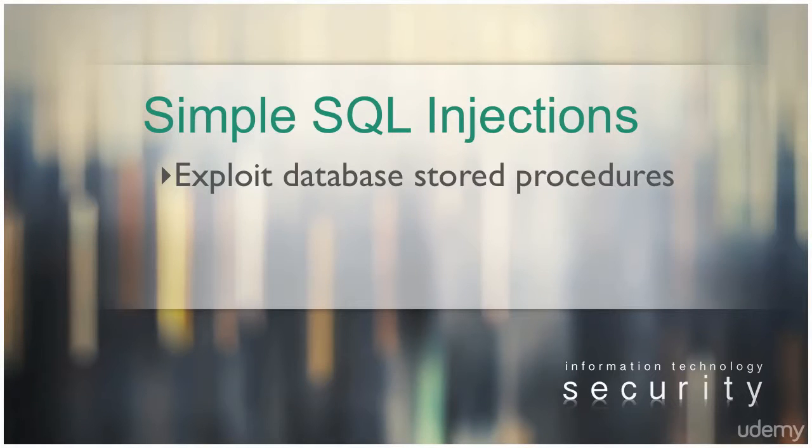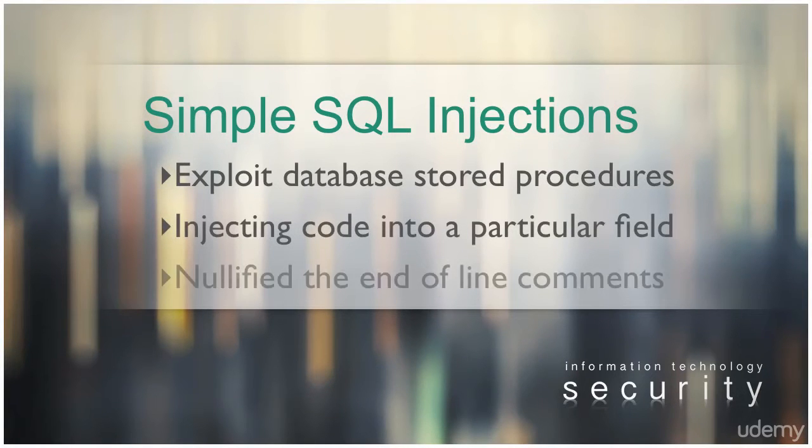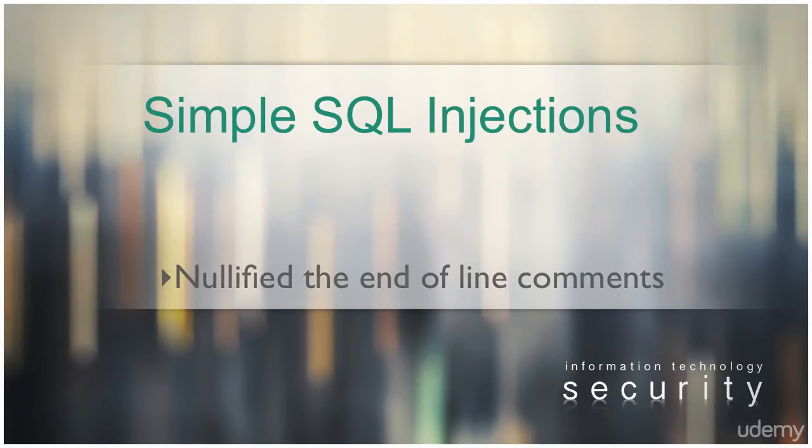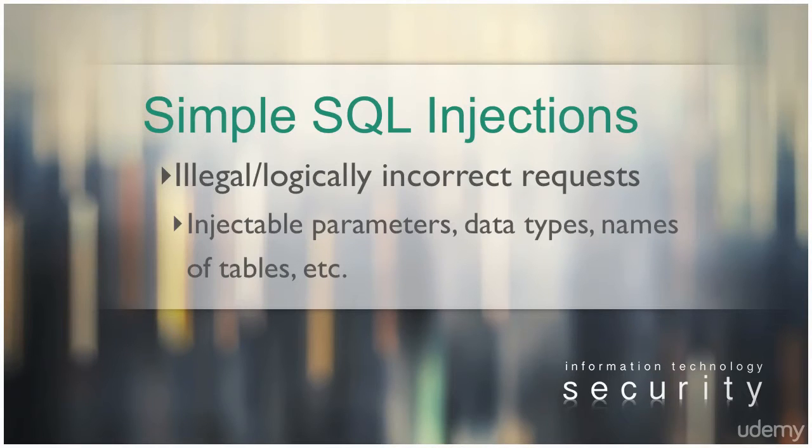A simple SQL injection script builds a SQL query by concatenating hard-coded strings together with a string entered by the user. The following are associated with simple SQL injection attacks. Attackers exploit database stored procedures to perpetuate their attacks. After injecting code into a particular field, legitimate code that follows is nullified through the use of end-of-the-line commands. An attacker may gain knowledge by injecting illegal or logically incorrect requests, such as injectable parameters, data types, names of tables, and more.